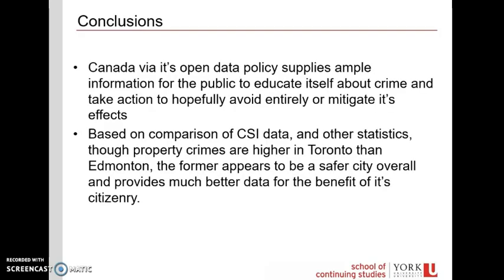In conclusion, Canada, via its open data policy, supplies ample information for the public to educate itself about crime and take action to hopefully avoid it entirely or mitigate its effects. Based on comparison of CSI, that is Crime Severity Index data, and other statistics, though property crimes are higher in Toronto than Edmonton, the former appears to be a safer city overall and provides much better data for the benefit of its citizenry. The end.